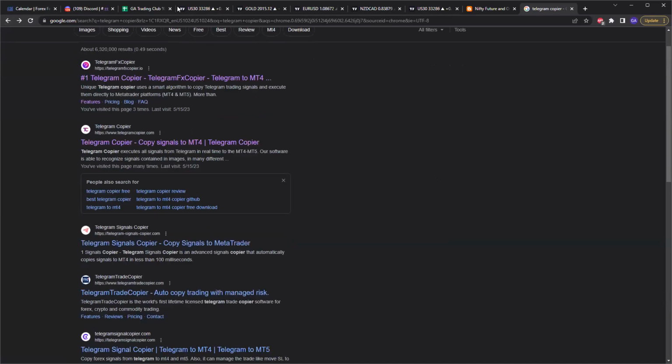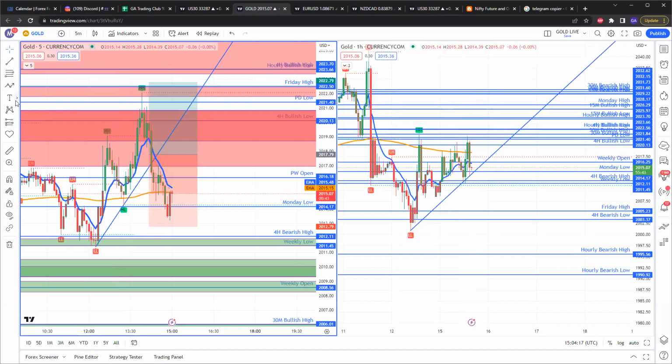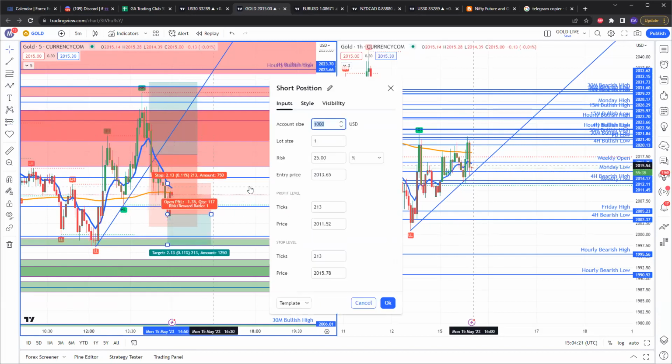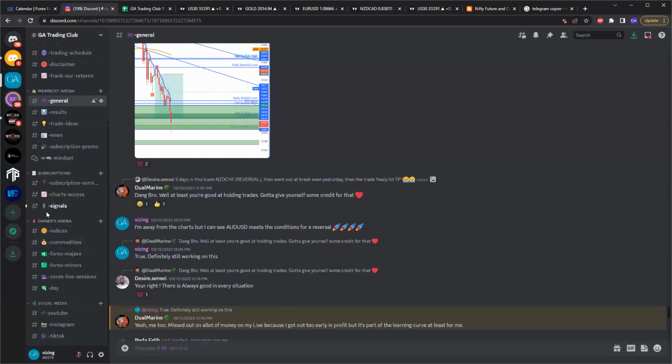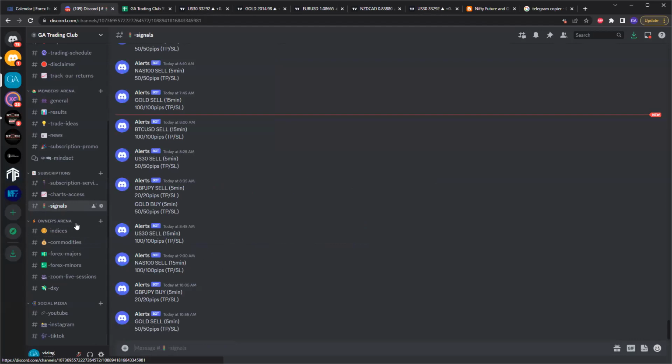The only thing to know is that the way they copy the signals, they copy them on impulse. Like right now, the gold sell signal that came, I'm pretty sure this was it. My copier, for right now I turned it off because I'm focusing on testing my EA. Every week I'm always testing different things. If you have access to my signals, you get signals both in Discord and in Telegram. So the gold sell, on the 5-minute time frame, 50 pips TP, 50 pips stop loss.